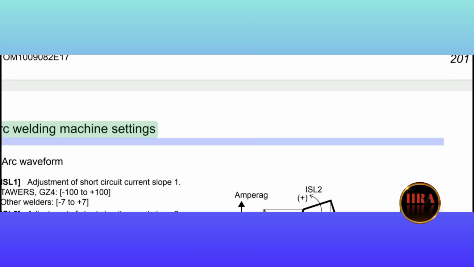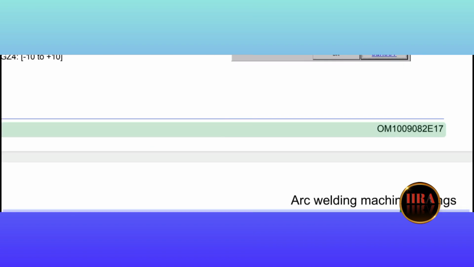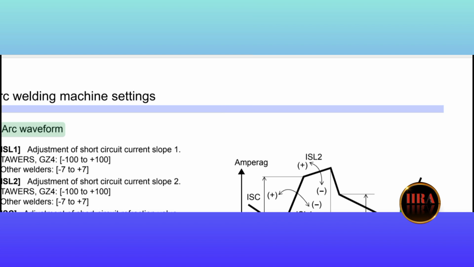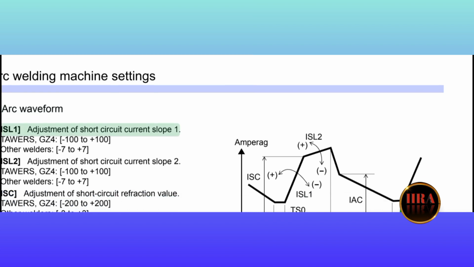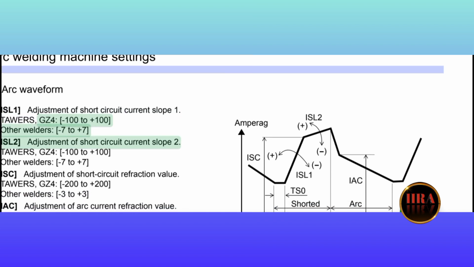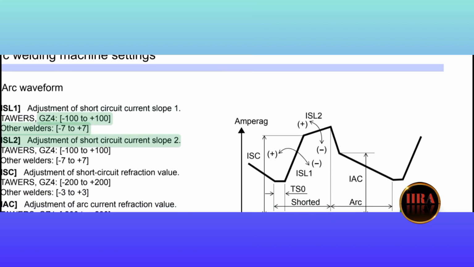Arc welding machine settings, 202, OM10090882E17. 2. Arc waveform. ISL1: adjustment of short circuit current slope 1. TAWERS, GZ4, -100 to +100, other welders, -7 to +7. ISL2: adjustment of short circuit current slope 2.